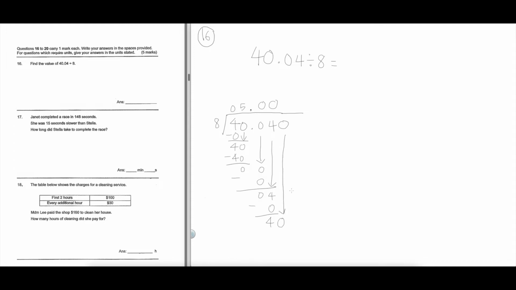So 40. Okay, 8 times 5 is 40. So we are done. We do not have any remainders, and we have a very clean number, which is 5.005. Okay, very straightforward question. Definitely worth the 1 mark. And keep practicing, alright? Let's go on to the next question.